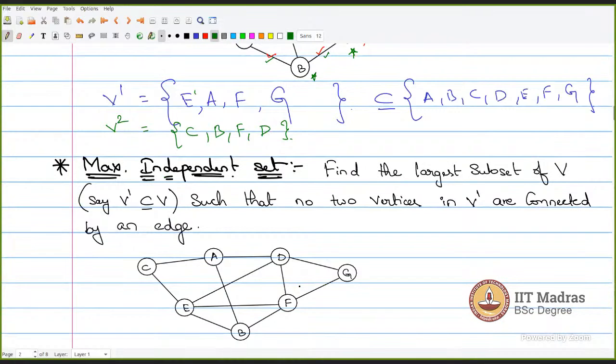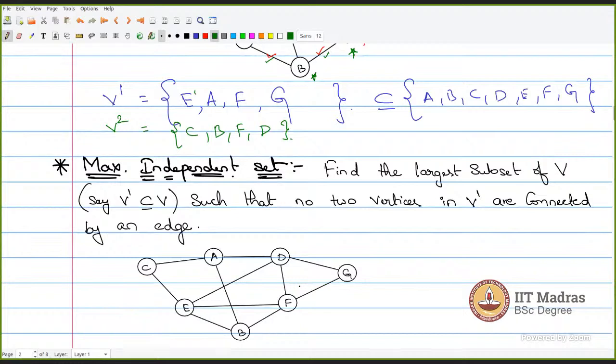So you have to find some vertices such that if I choose any two vertices in that V prime, or in that independent set, there should not be any edge connecting them. That is what the maximum independent set means. It is a subset of the vertex set again, but now the condition is, whatever vertices you choose, among those vertices there should not be any edge connecting any two. So that particular set is called an independent set.